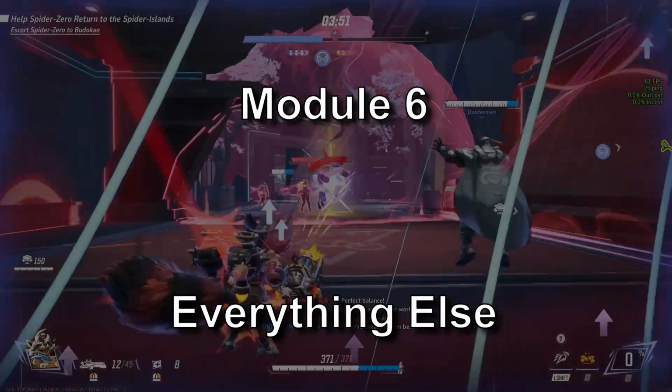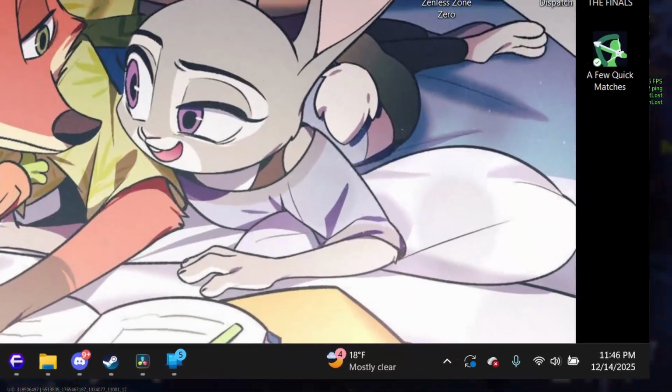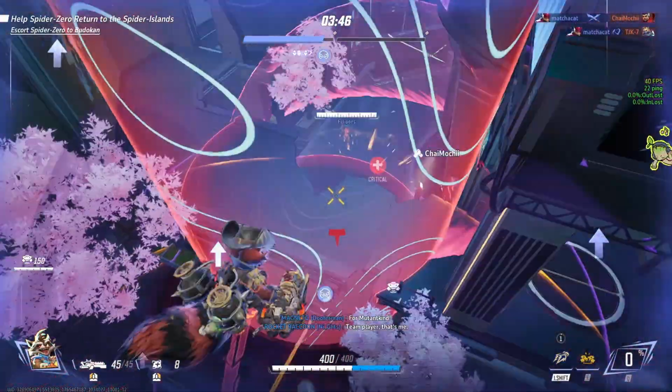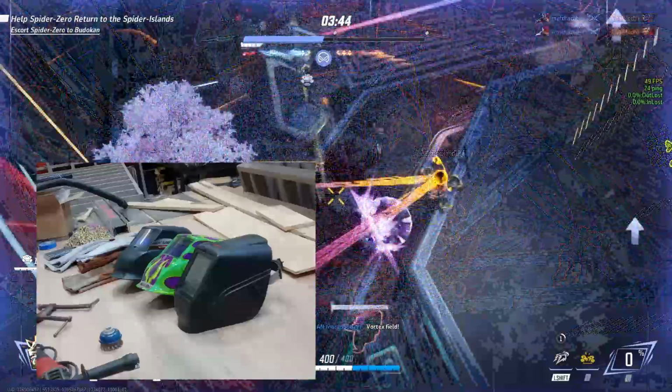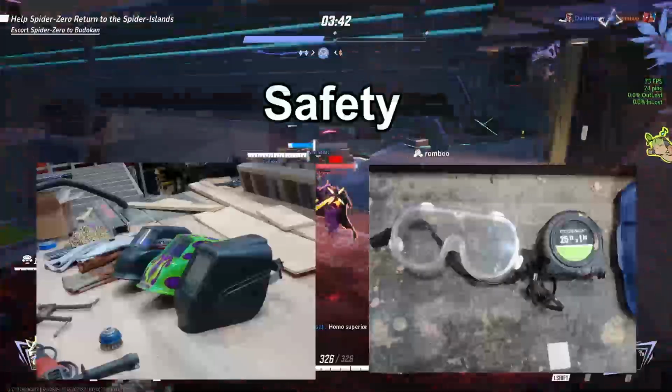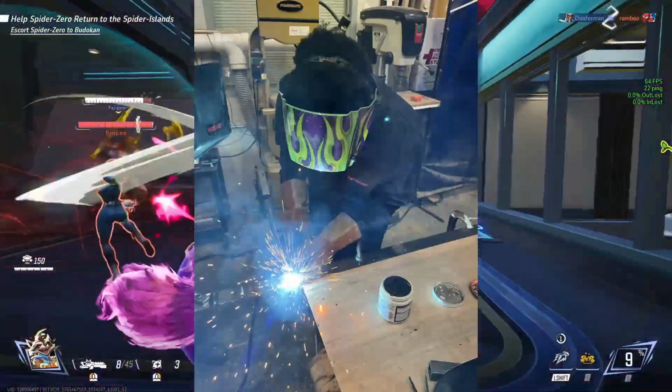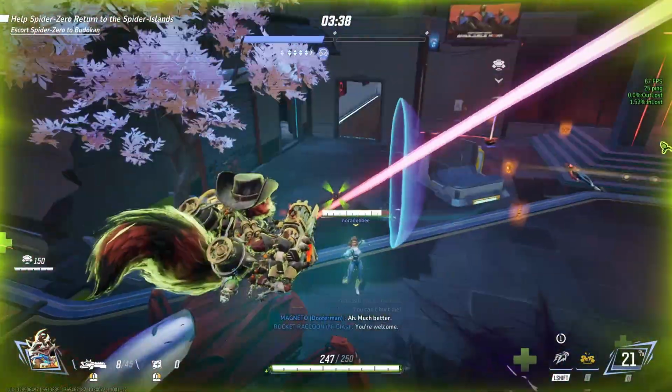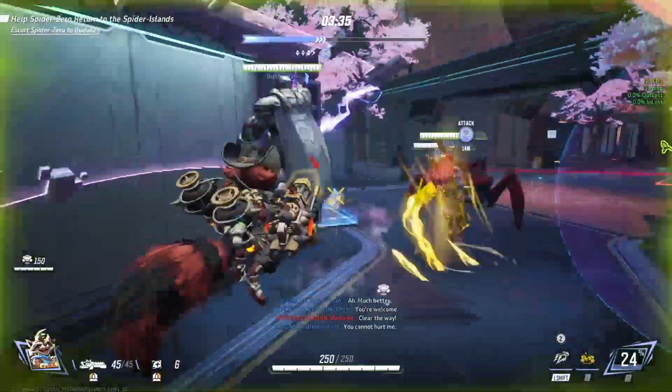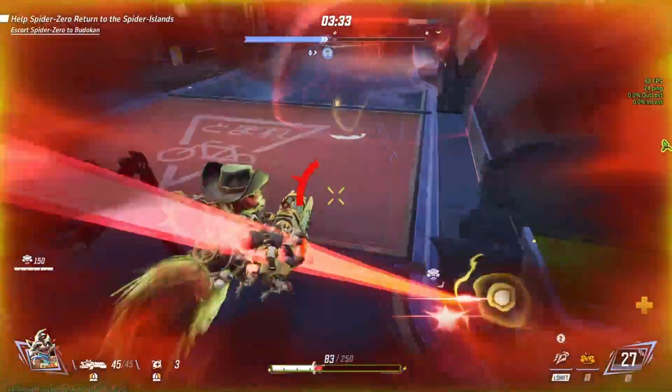Module 6, Everything Else. Okay, here we go. This is going to include welding, and I'm also going to put safety in here as well because that's important. But here, a picture of me welding. Isn't that fun? But in all seriousness, welding is something that's very cool, even if I never want to go back to it ever again.